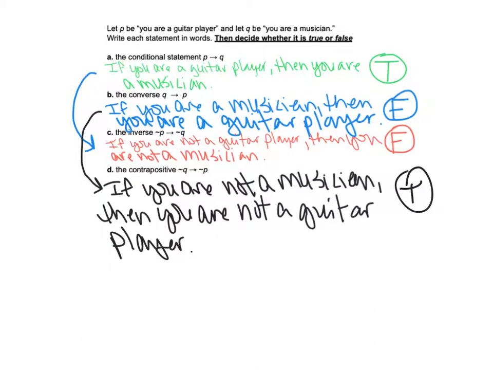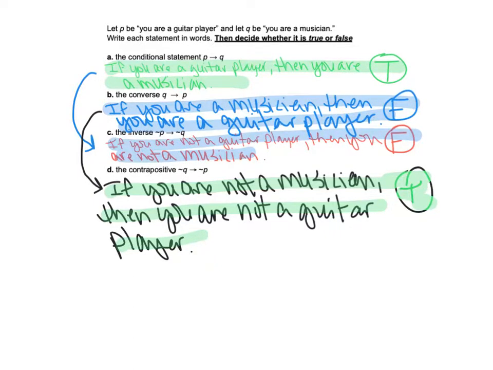So what we're going to talk about next is how these things work out. If my conditional statement is true or false, then my contrapositive is also going to be the same thing. So if the conditional statement is true, your contrapositive will always also be true. If your conditional statement is false, your contrapositive will also be false. And it goes the same way with the converse and inverse. If one of them is false, they're both going to be false. If one of them is true, they're both going to be true.